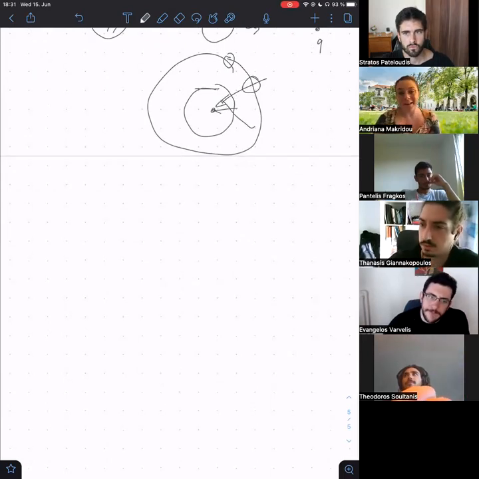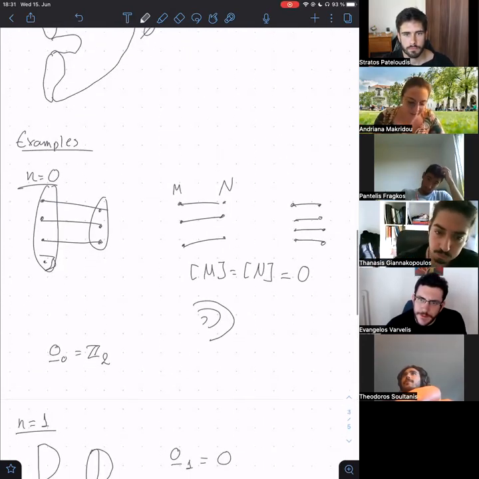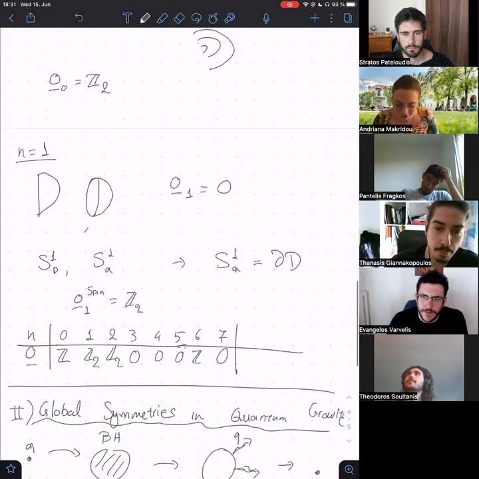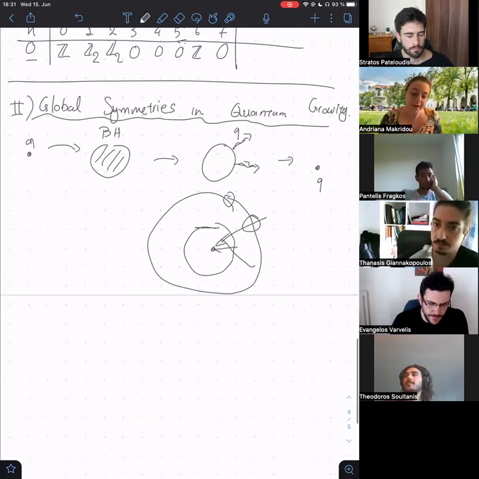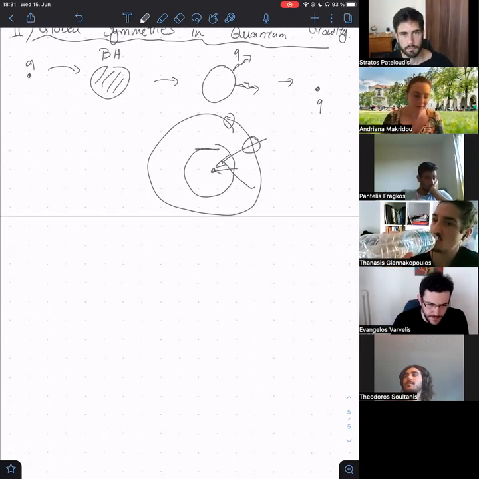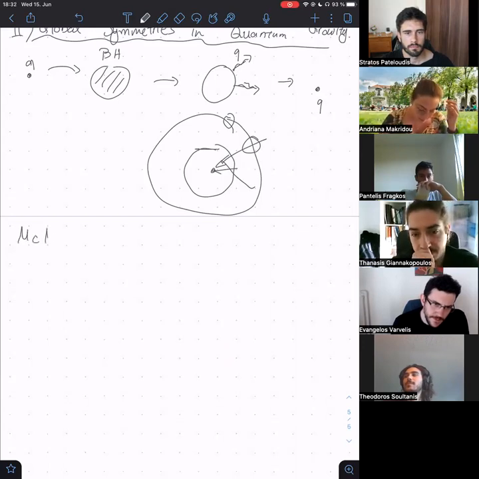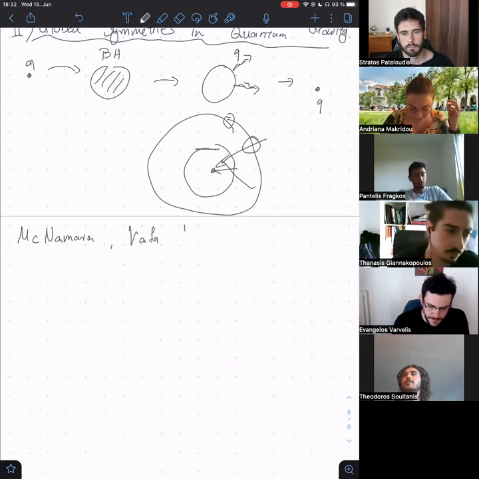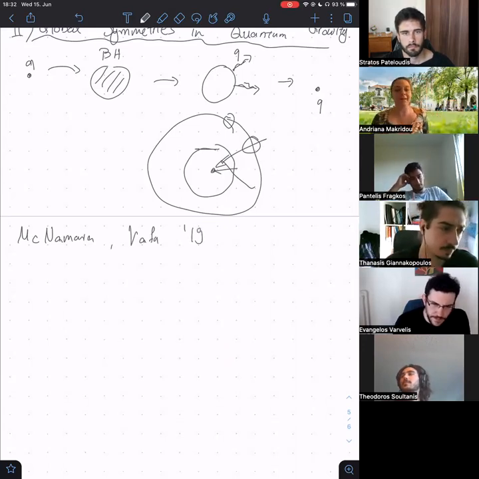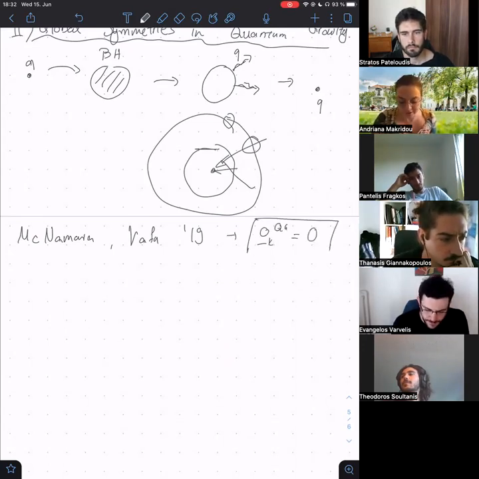Okay, sorry, I forgot my references. This cobordism idea, okay, it's math, I'm not citing anything. But then the whole idea I'm following here about the global symmetries, and the next argument and the conjecture that's coming later, is based on this paper by Jacob McNamara and Vafa in 2019. And they claim that the requirement for quantum gravity is that these groups are always vanishing.